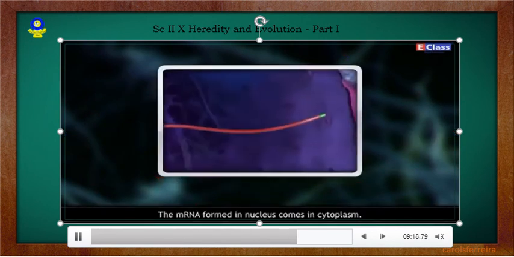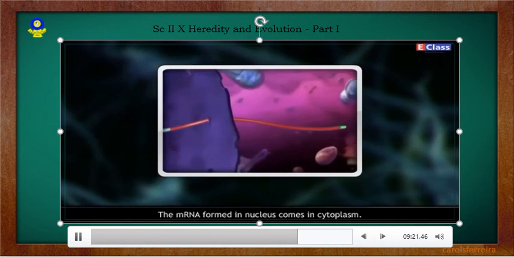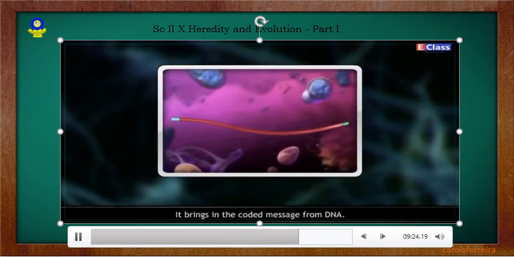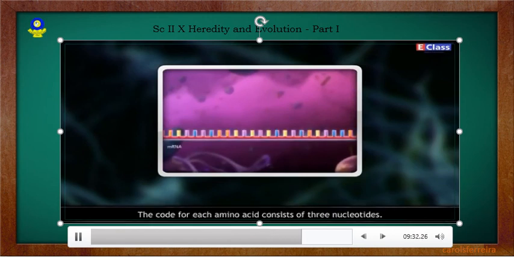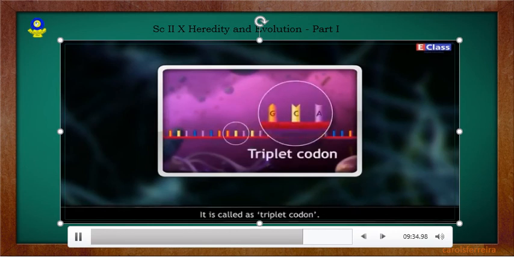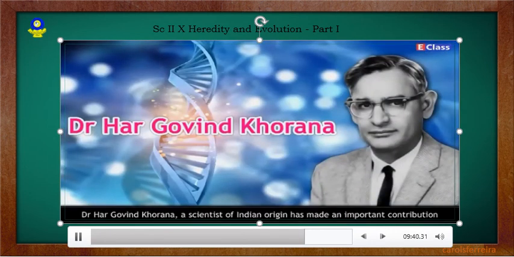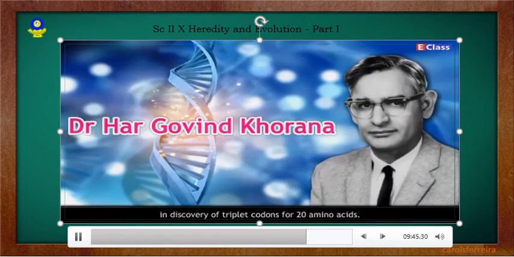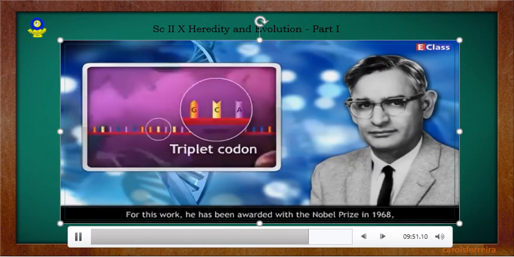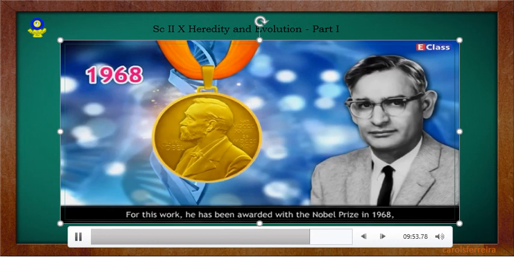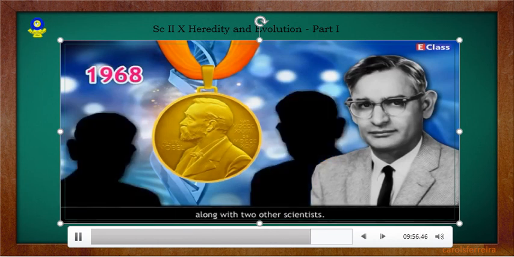The mRNA formed in the nucleus comes into the cytoplasm. It brings the coded message from DNA. The message contains the codes for amino acids. The code for each amino acid consists of 3 nucleotides. It is called a triplet codon. Dr. Hargobind Khurana, a scientist of Indian origin, has made an important contribution in the discovery of triplet codons for 20 amino acids. For this work, he was awarded the Nobel Prize in 1968 along with 2 other scientists.